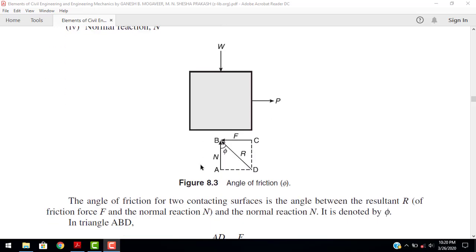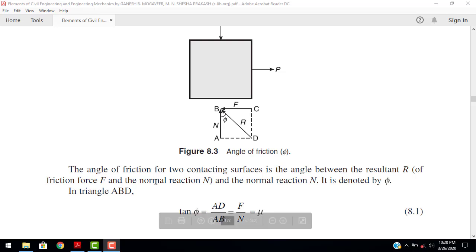So here the angle of friction is nothing but the angle between the resultant force R and the normal reaction that is developed at the contact surface. That is represented as phi. So how to determine this phi value? I'll consider this triangle ABD.